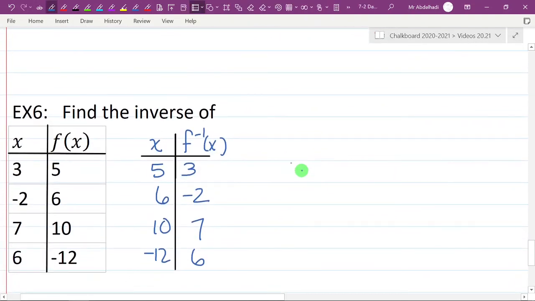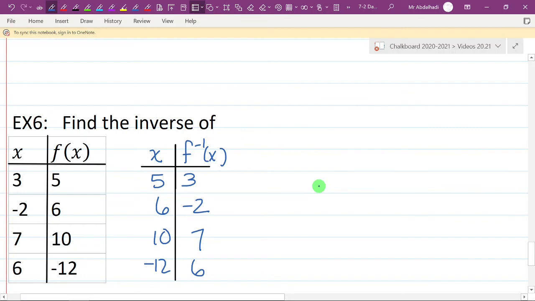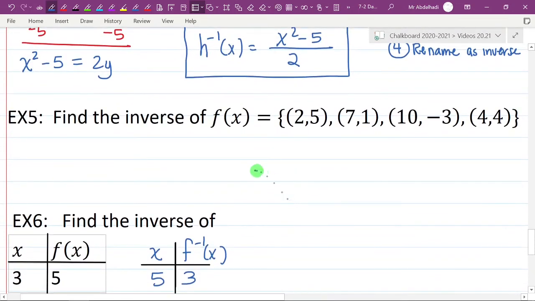So given a table, the only thing I can really grade you on, because that's just too easy, is whether or not you get all the formatting correct. So be careful. Make sure that your table is formatted correctly. Same thing goes for the ordered pairs. What's the name of the inverse? Well, this is f of x. The name is going to be f inverse of x.